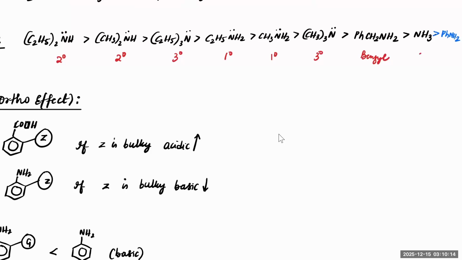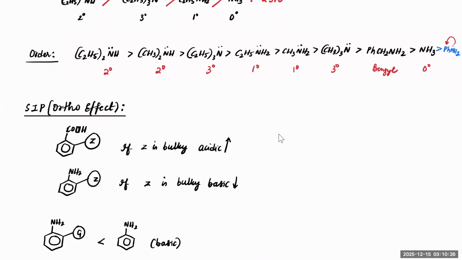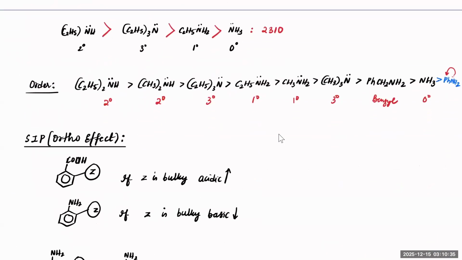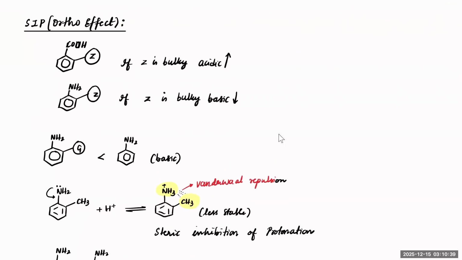Last, ammonia here, which I can write as 0 degrees, correct? And last, phenyl, it has resonance. So you can see the lone pair will be in resonance with phenyl. So that will be the least basic case. Everyone, this part is clear? So how solvent affects, you need to understand that part. Now let's come to the last part of the amines here, which is SIP, ortho effect.